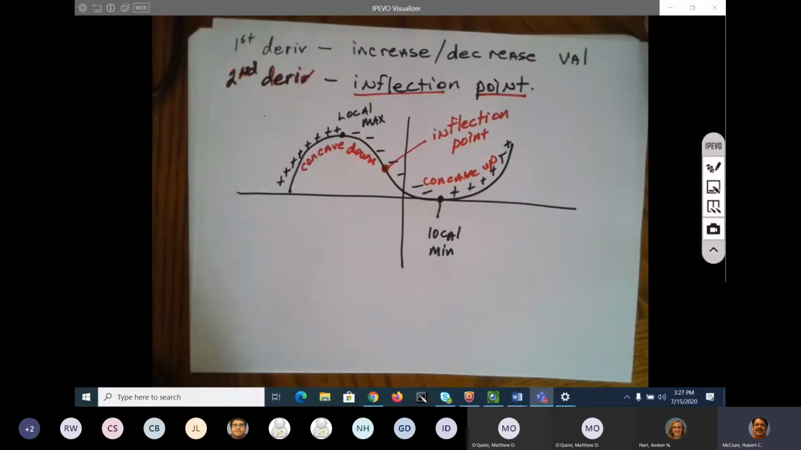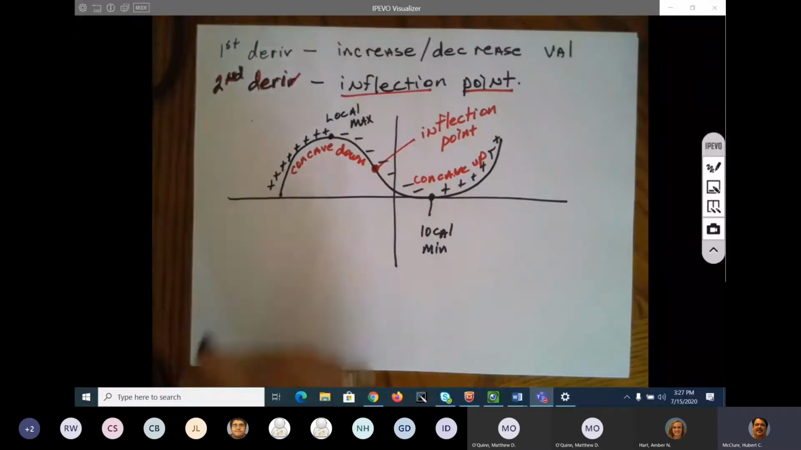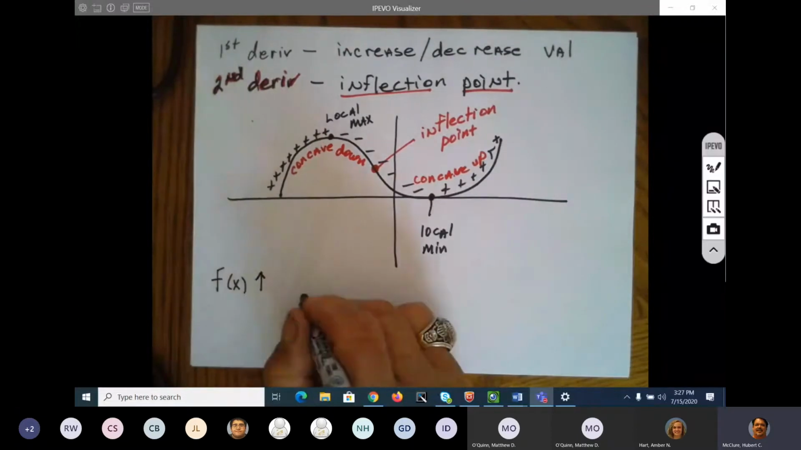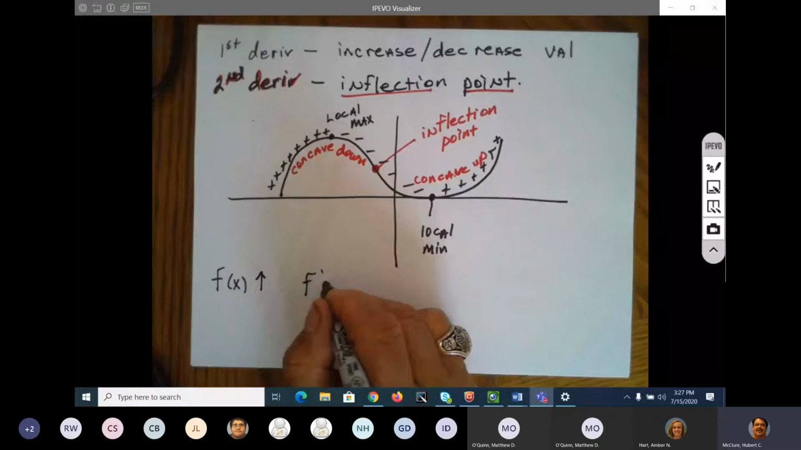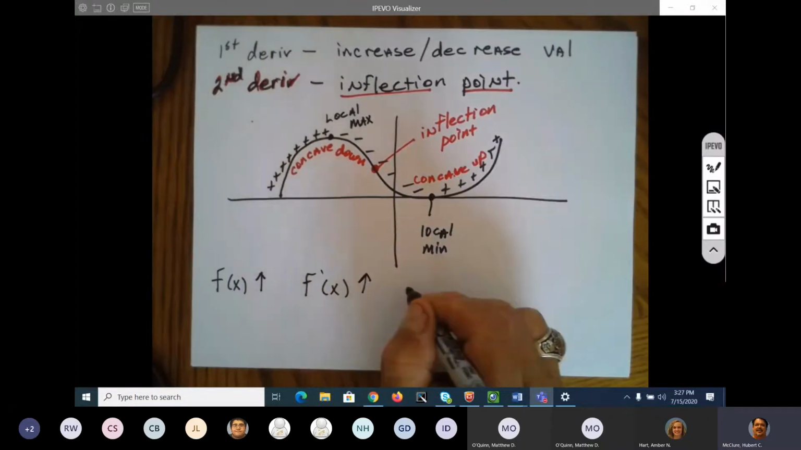All right, so does everybody see what we got here? If I give you a question on the test next week after the last day of class that asks for the first and second derivative, that's where this is coming from. So if I have a function that is increasing, then my first derivative is positive, that means I have a positive slope.